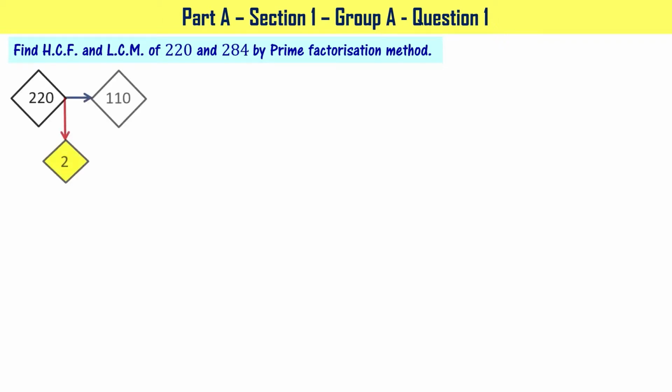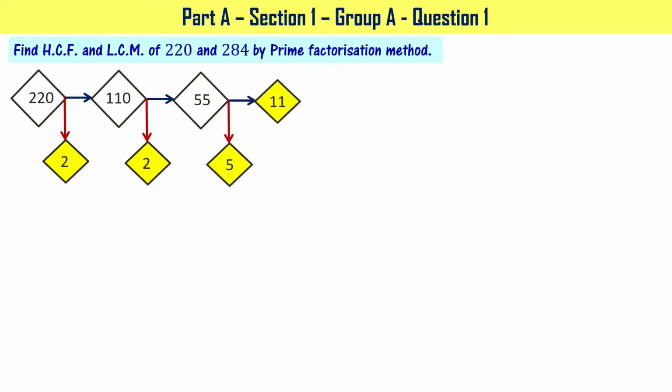220 can be written as 2 times 110. Here 2 is a prime number and 110 is a composite number. You can write 110 as the product of 2 and 55. Here 55 is a composite number. 55 can be written as 5 times 11. 5 and 11 both are prime numbers. That's why we stop here and write 220 as 2 times 2 times 5 times 11. Right? This can also be written as 2 square times 5 times 11.